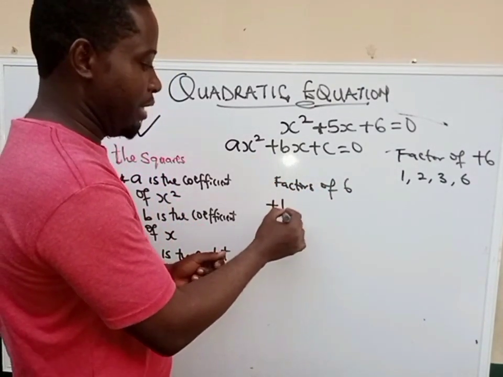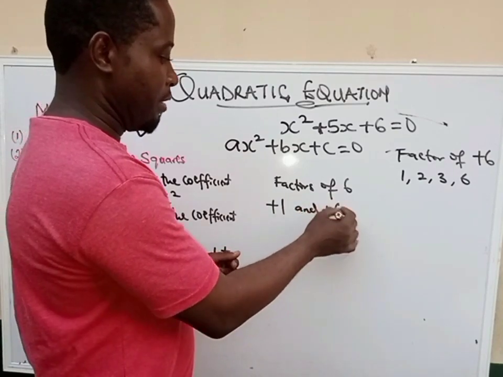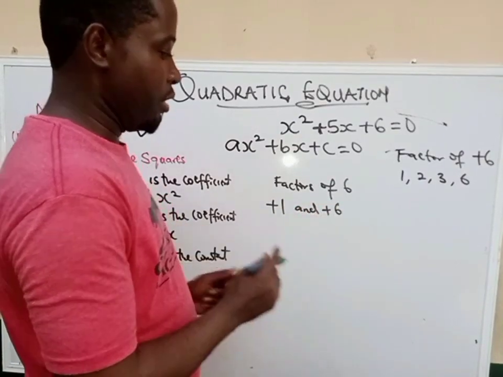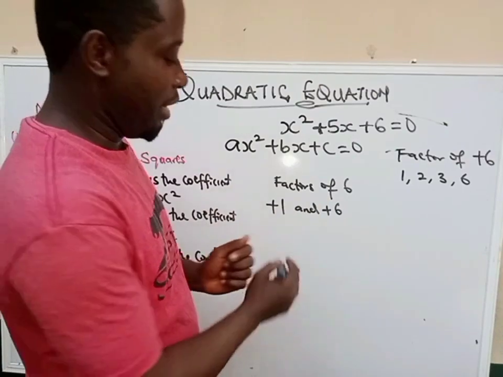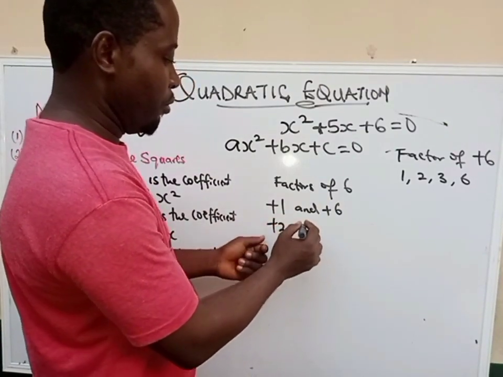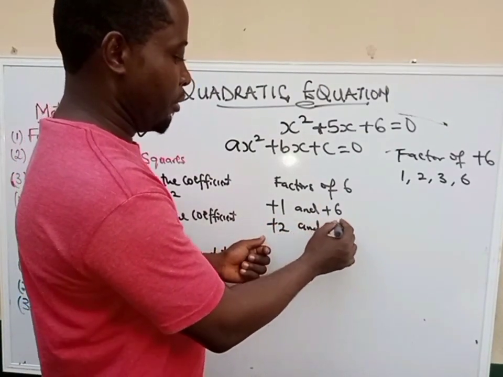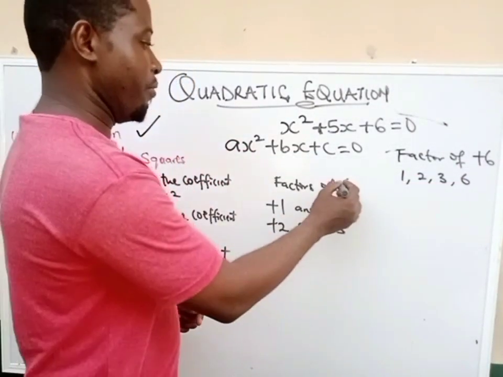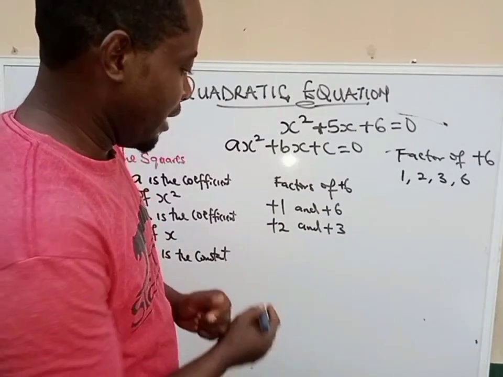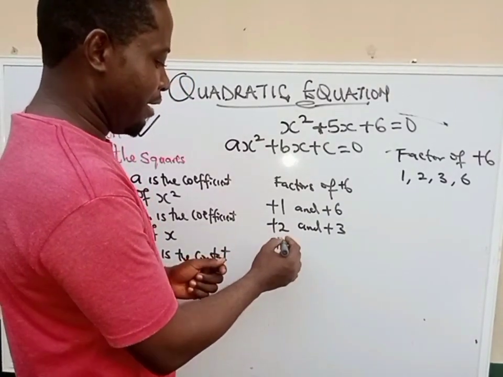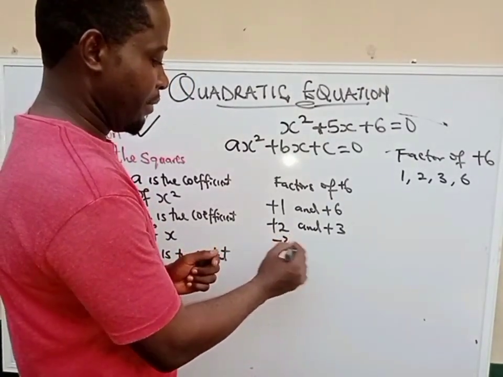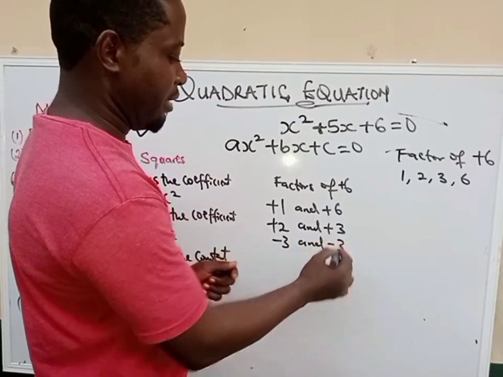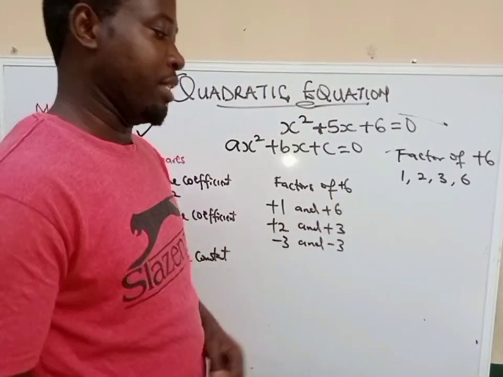If I pick plus 1 and plus 6, if I multiply the two, it's going to give me 6. Let me see if I can have another one. Plus 2 and plus 3. If I multiply the two together, it's going to give me plus 6. Can I have another one? Okay. Even if I have minus 3 and minus 3, it's going to give me plus 6.